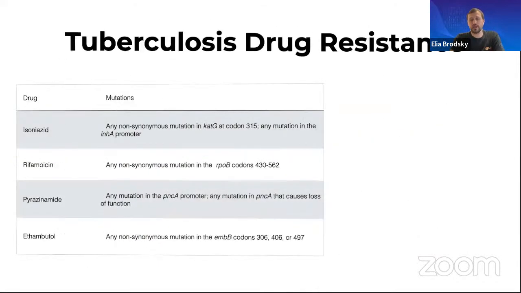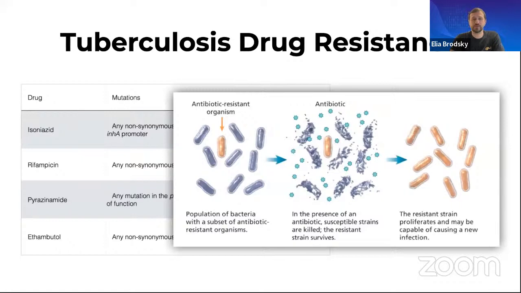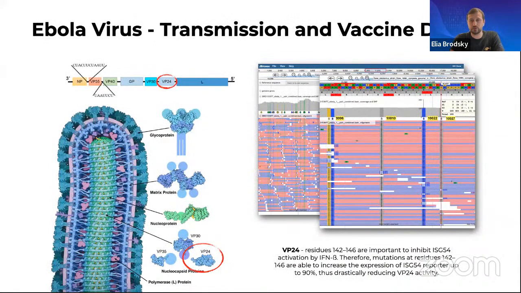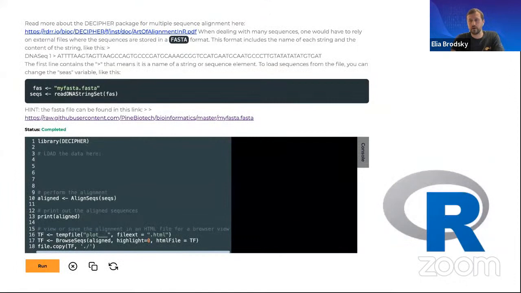So I also mentioned that other applications of sequencing might include finding specific mutations responsible for drug resistance, like antibiotic resistance in tuberculosis, or association between variants identified in short sequences. For example, we'll take some examples of viral sequencing data to try and find specific mutations that have been associated with the phenotype.